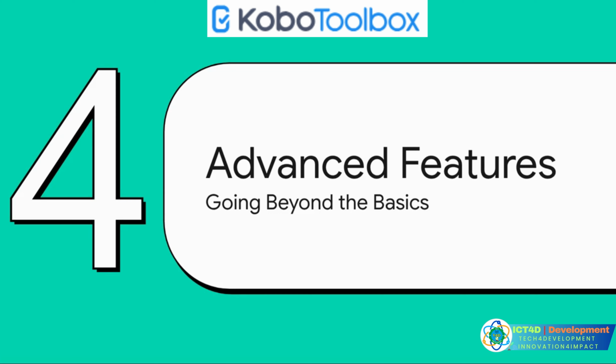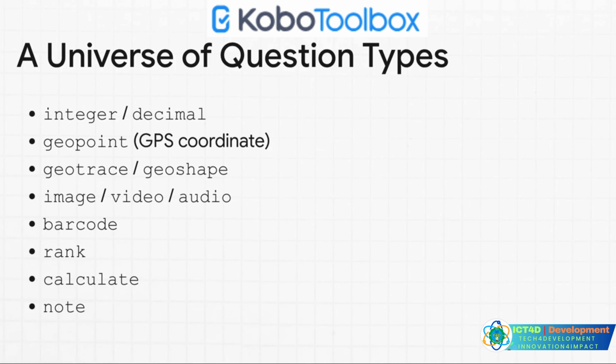Okay, you've got the basics down. That's awesome. But honestly, we have only scratched the surface. The real power, the reason you'd use this over a simple builder, is in the advanced features. Let's take a look. And just look at this. You can do so much more than just text and multiple choice. You can capture numbers, exact GPS coordinates. You can even have people draw lines or shapes on a map. You can collect images, video, audio clips, scan barcodes, create ranking questions, perform calculations right in the form. It just keeps going. This is where XLSForm truly shines.